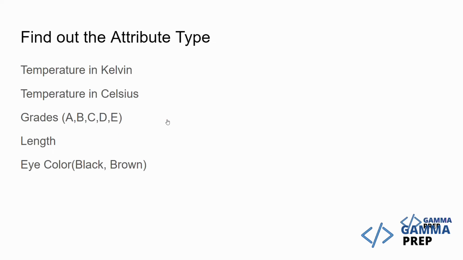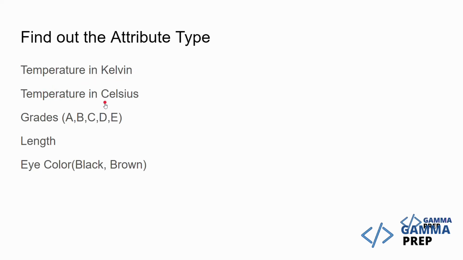Now let's find out the attribute types here. So what is temperature in Kelvin? We already discussed the value cannot go below 0. We can find out whether the two attribute values are the same or not. We can order them. We can find the difference. The difference has logical meaning, and the value cannot go below 0. So the temperature in Kelvin is a ratio attribute.